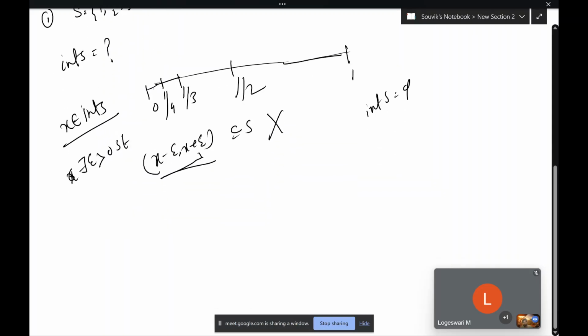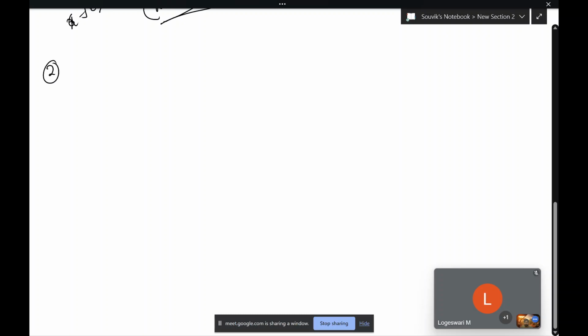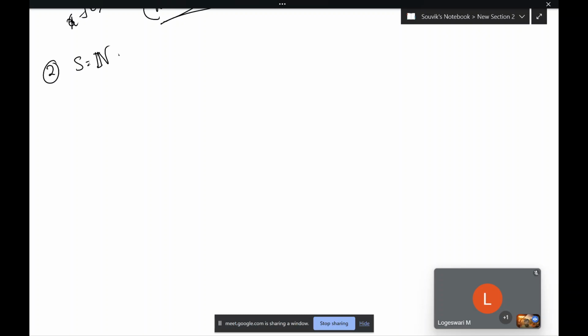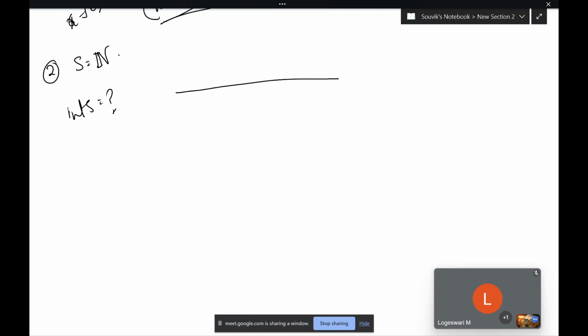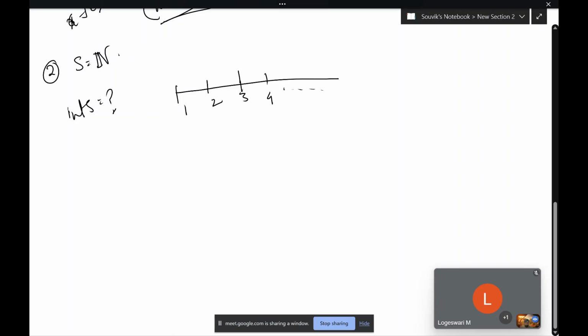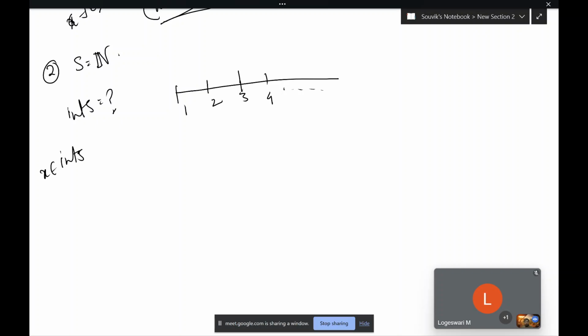Okay. Now consider S to be N. For the natural numbers, what is the interior of S? The same argument applies. This is 1, 2, 3, 4, and so on. Now we take its interior. Suppose x belongs to int S. This means (x - epsilon, x + epsilon) is a subset of S for some epsilon greater than 0. But this is not possible because the set {1, 2, 3, 4, ...} is a discrete set, so it can't contain any open interval. That's why the interior of the set of natural numbers is empty.